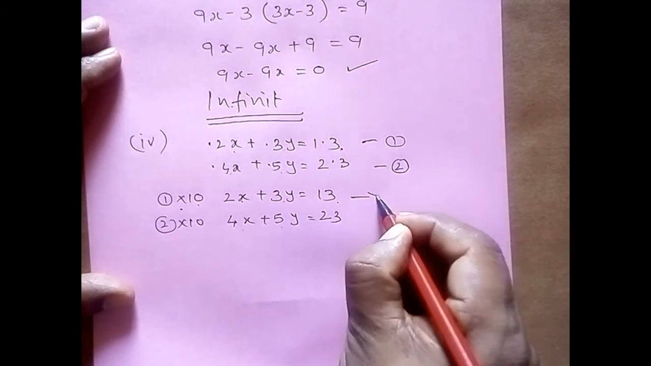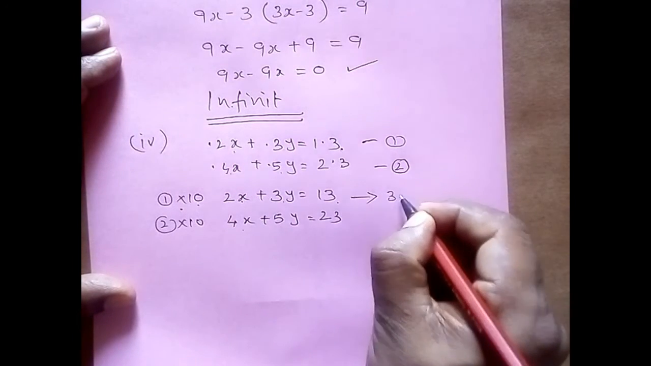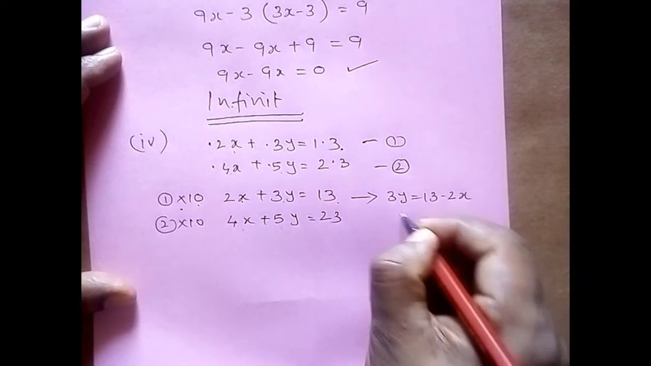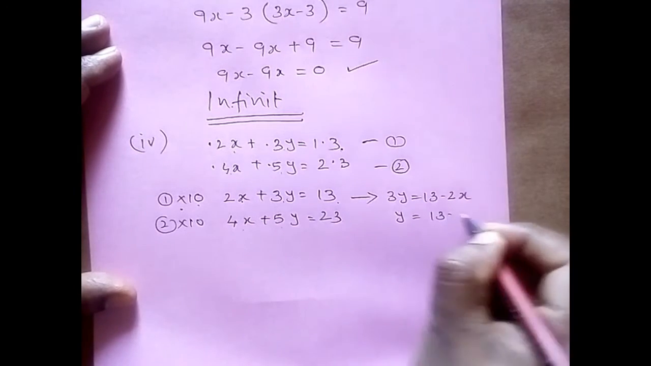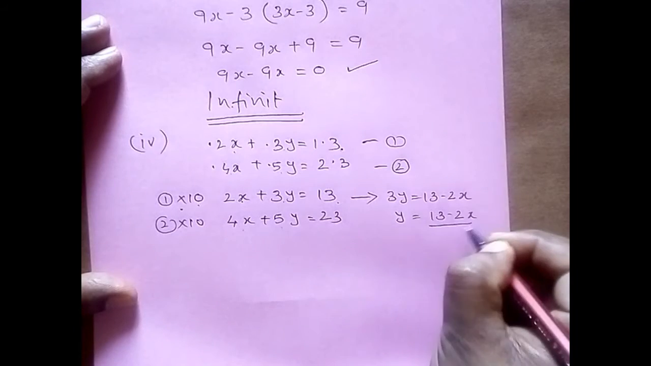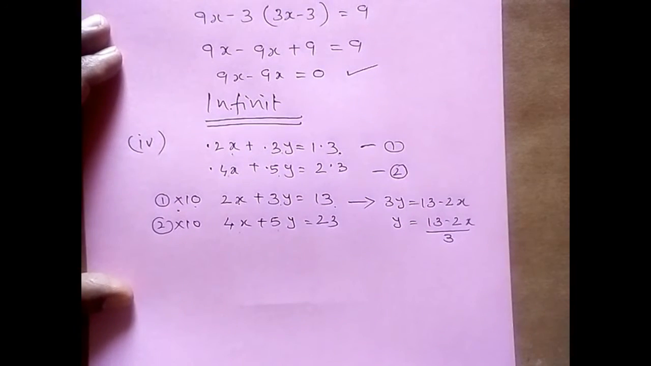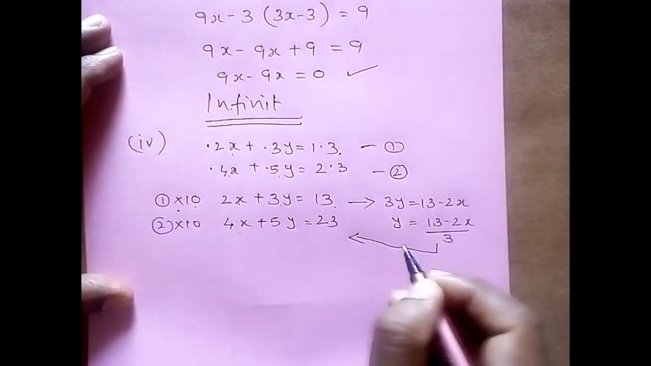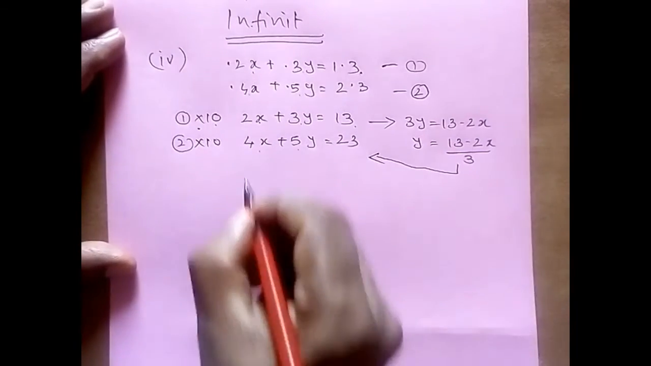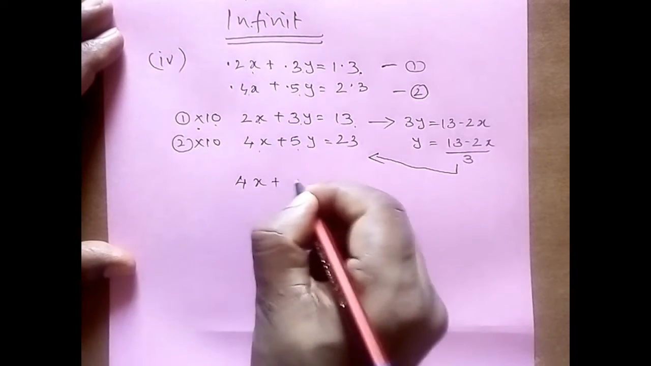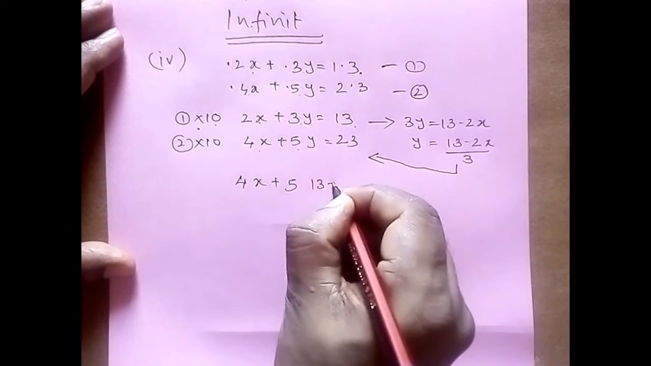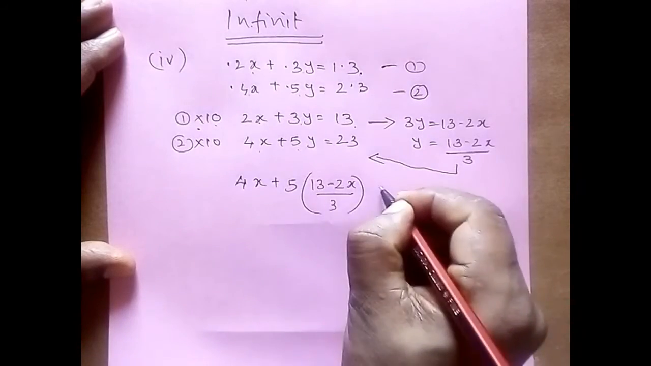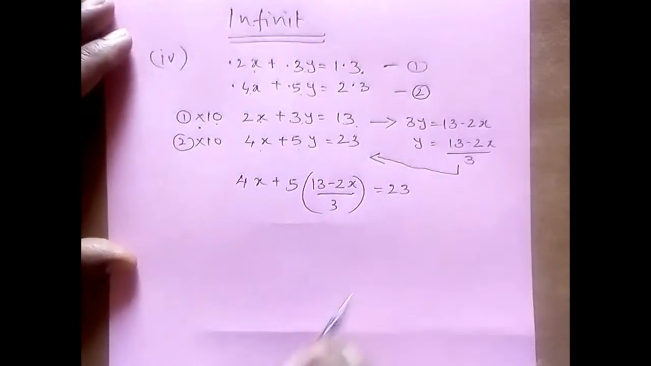From the first equation we can say that 3y equal to 13 minus 2x. Therefore y equal to (13 minus 2x) divided by 3. This value we are going to substitute in the second equation. Hence 4x plus 5 into (13 minus 2x) divided by 3 equal to 23.